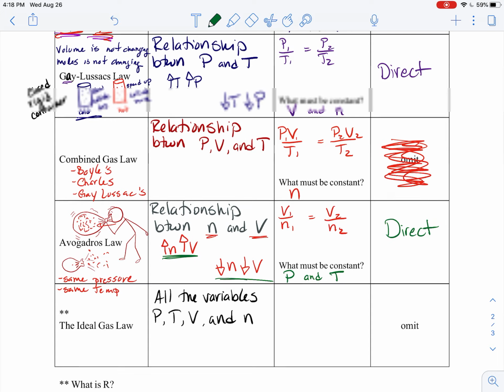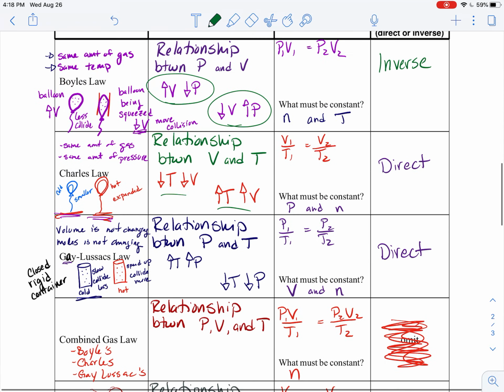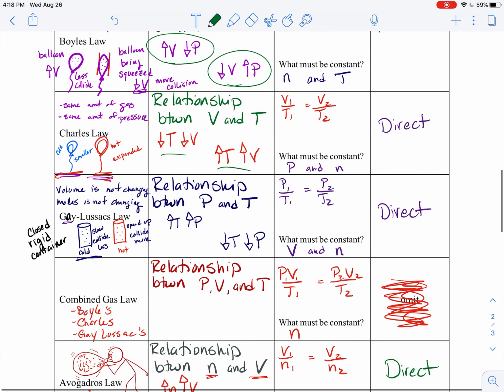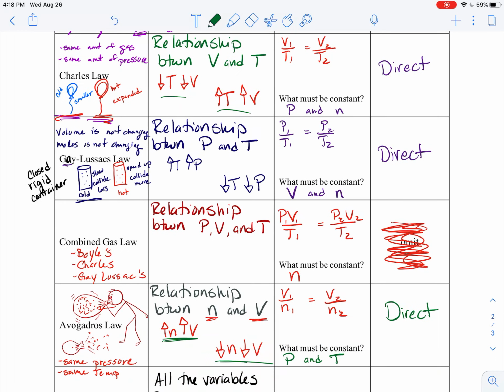All right, so that was our last gas law for this set of notes. I'll do a separate video for the ideal gas law.